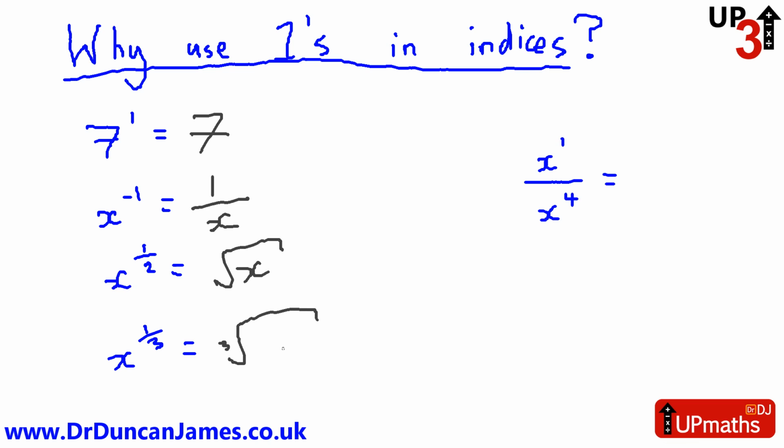And again here, this is cube root of x because that's what the 3 means, and the 1, it's like, there's nothing to see here, don't worry about the top, just ignore it.